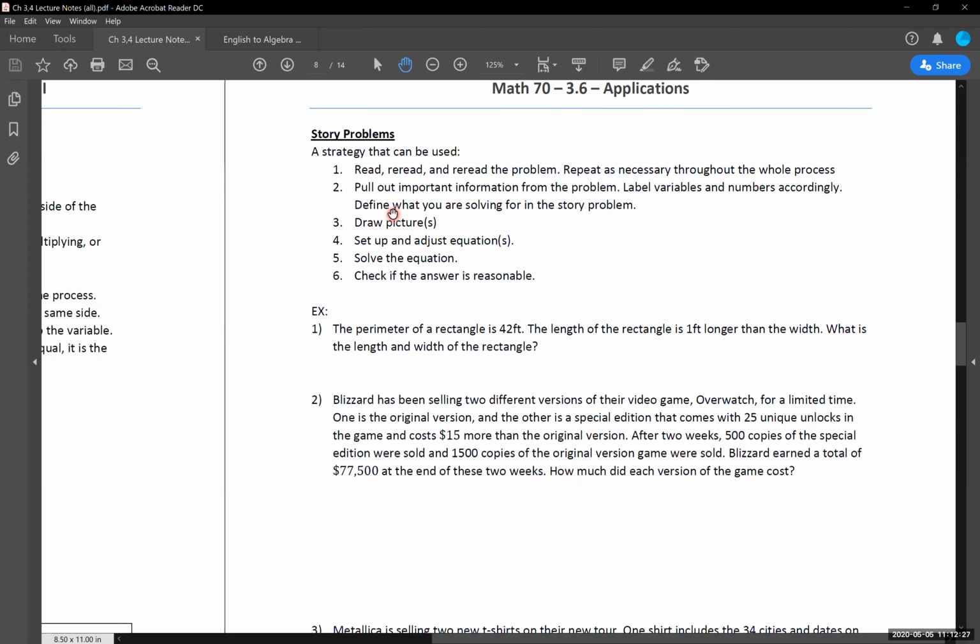And then also define what you are solving for in the story problem. Am I looking for a length? Am I looking for a time? Am I looking for a dollar value? Things like that. Drawing pictures is pretty helpful. It doesn't necessarily lend itself to every single problem, but it's pretty useful, especially when we have geometrical problems showing up like we have with example 1. So we'll go through an example with that.